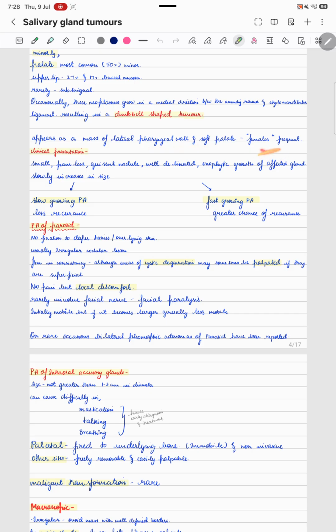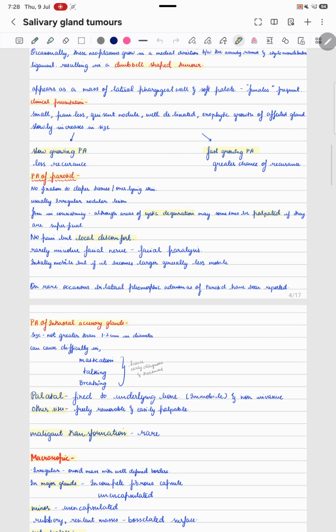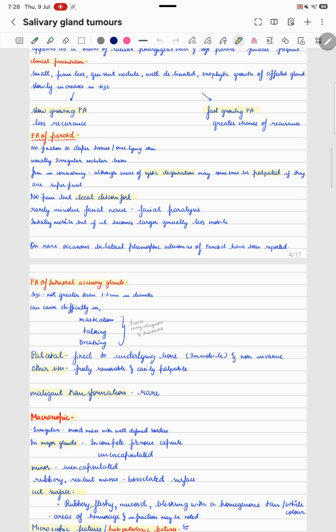Then, coming to the clinic, it appears as a mass on the lateral pharyngeal wall and soft palate, frequently in females. Clinical presentation: a small, painless, quiescent nodule with well delineated exophytic growth of the affected gland, slowly increasing in size. Slow growing PA is less recurrent, and fast growing PA has a greater chance of recurrence.